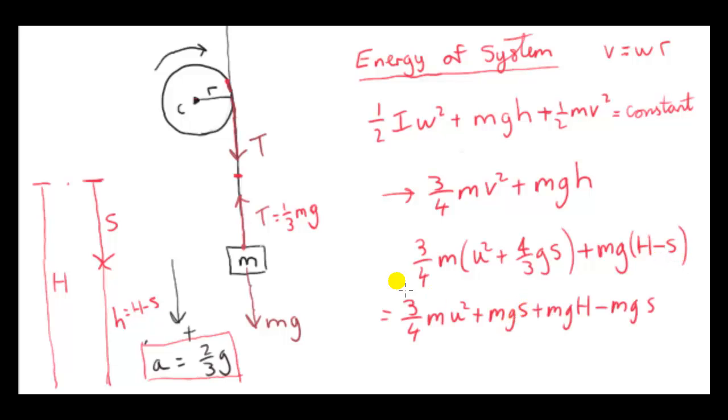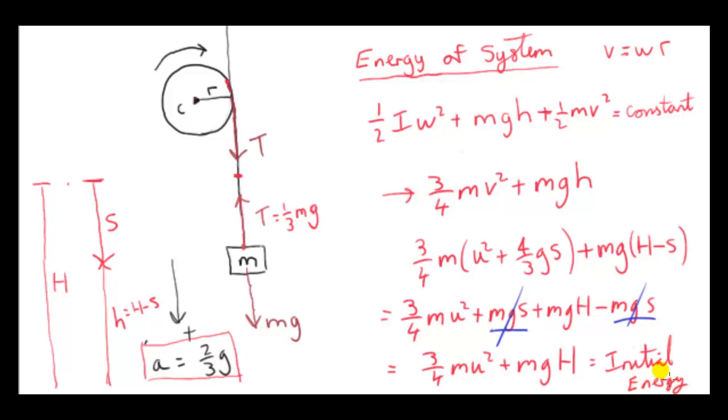The key thing here is that the terms that involve s need to disappear, because s is the only variable now. Big H is fixed, u is fixed, and indeed they do. So what we end up getting is this constant, 3/4 m u squared plus m g big H. u is the initial speed, H is the initial height, but this is just the initial energy of the system. You can see that it's the same as this here, just replace v with u and little h with big H.